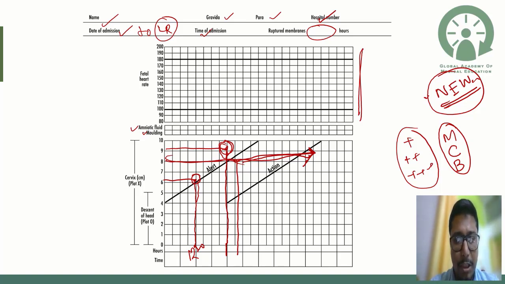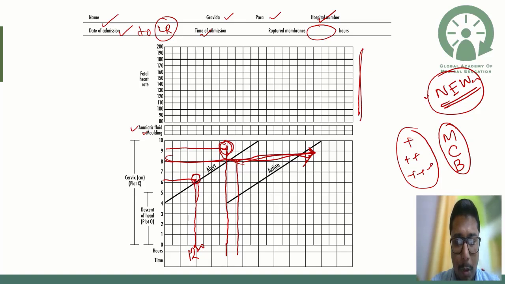So patient information data: name, hospital number, date of admission, time of admission to the labor room, right? And ruptured membrane for how many hours, and basic labor parturient characteristics like gravida and parity. So the first section was the fetal parameters, fetal heart rate. This is the area where fetal heart rate is plotted.